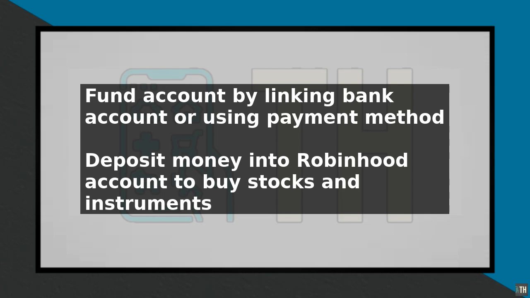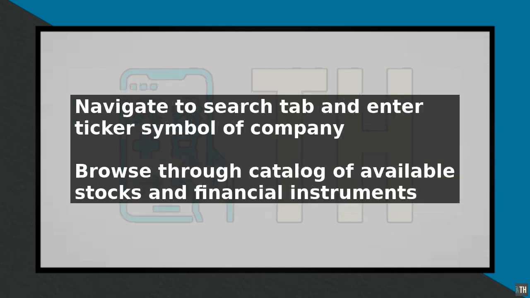To buy a stock, navigate to the Search tab and enter the ticker symbol of the company you are interested in. You can also browse through the app's catalog of available stocks and other financial instruments. When you find the stock you want to buy, click on it to view its details, including its current price and trading volume. Next, click on the Buy button to place an order.